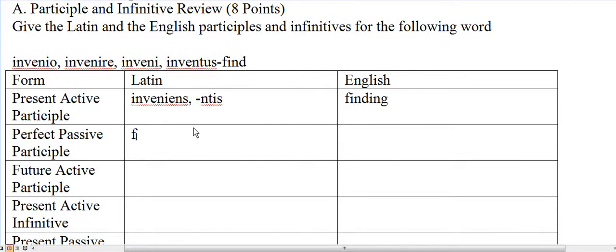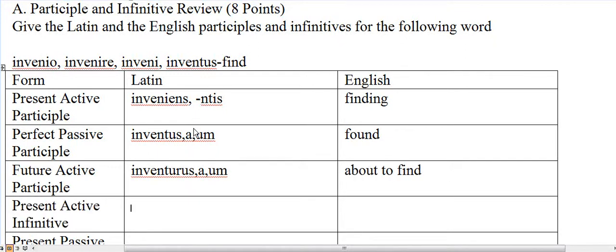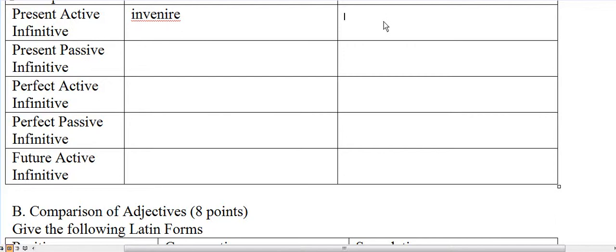Perfect passive participle should be really easy. It's just the fourth principal part, and it's found. Future active, again, should be really easy. You take off the -us and add -urus, and it's about to find. Present active infinitive is just the second principal part, and it's to find.